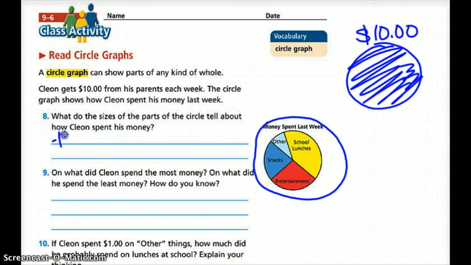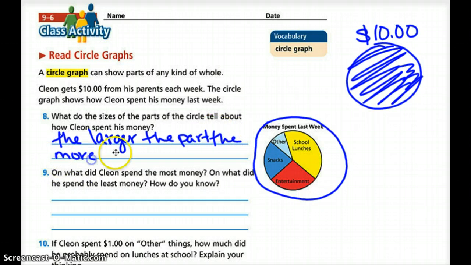So the larger the part, the more money spent. So if we were to look over here, the larger part, so I see that school lunches is what he spent the most money on. So if we go to number 9, it said, on what did Cleon spend the most money on? Well, that would be school lunches, because that's the biggest piece.